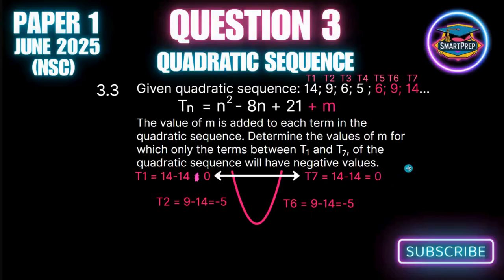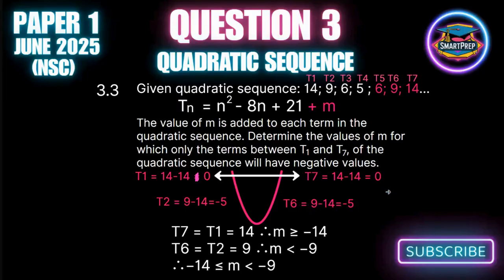So we know, therefore, that m must be between negative 14 and negative 9, because if we bring it down by, let's say, 8, t6 won't be negative, because 9 minus 8 will give us 1, which will still be positive. So now we can just write this out. t7 equals t1 equals 14. Therefore, we know that m is greater than or equal to negative 14. It can't be minus 15, because if it's minus 15, it goes too far down and t1 becomes negative.